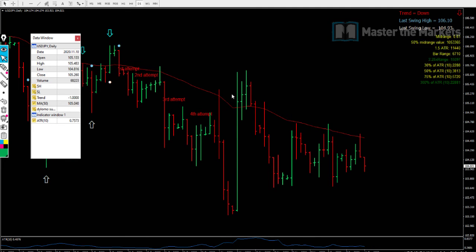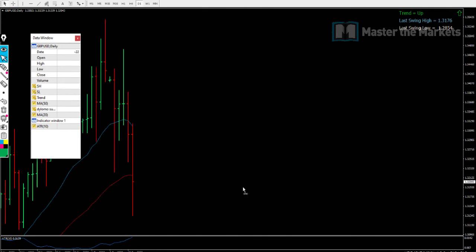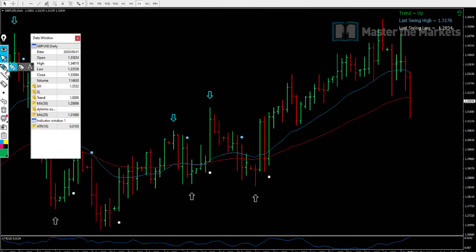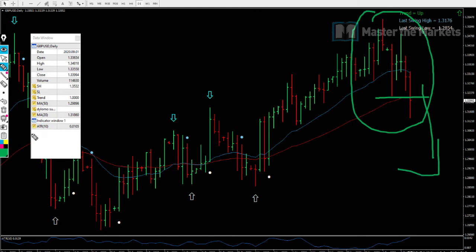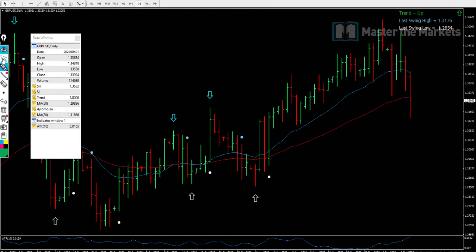Dollar yen is in a bit of a consolidation. I'll wait for either this low or this high to be taken out. We don't have that yet. Cable, yes, so we have this low broken out. It's an uptrend, but I would feel that there's open equity to the downside at the moment. So we'll see how that carries on.